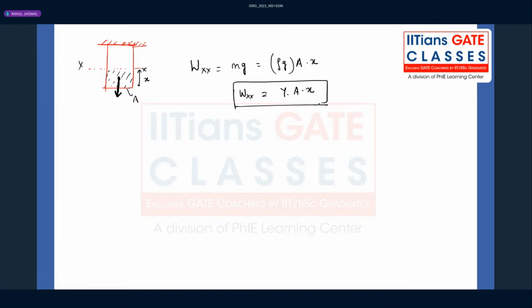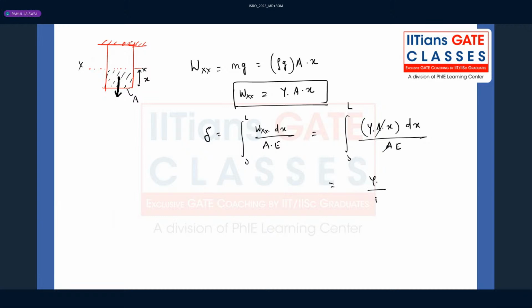Once we got the axial load, my dear friend, what is the next step we have to follow? Once we got the load, now deflection. Deflection is integral 0 to L Wxx into dx divided by A into E, which is integral 0 to L gamma into A into x into dx divided by A into E. A will cancel out. So we'll be getting gamma by E into x square by 2, from 0 to L. So what is the deflection in the prismatic bar due to its self weight? That will be gamma into L square divided by 2E.